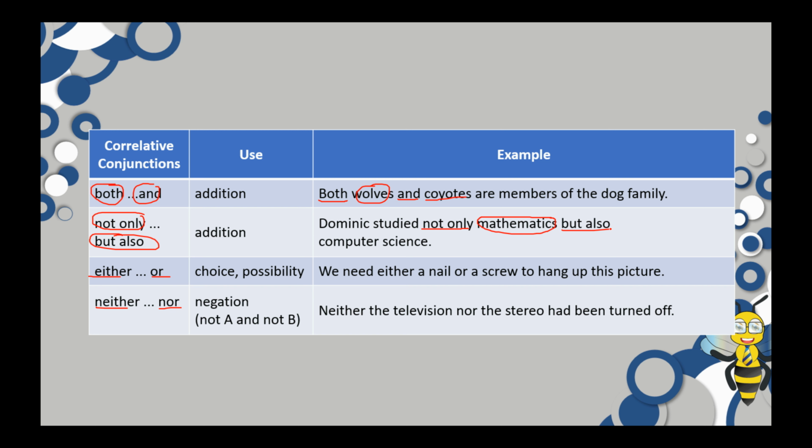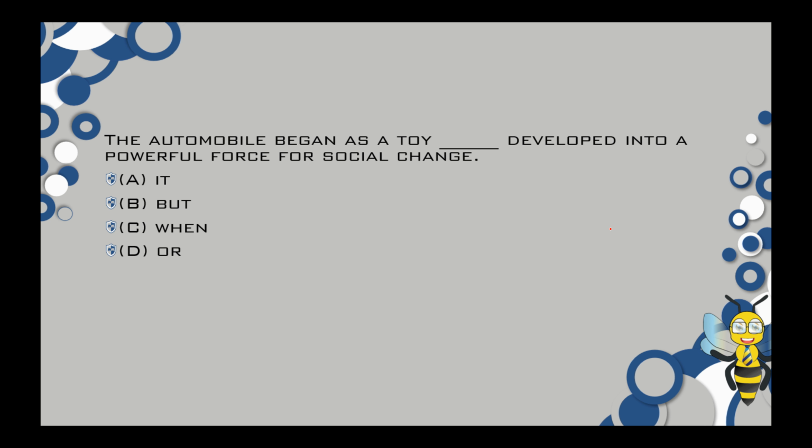For example, here we have: the automobile began as a toy, developed into a powerful force for social change. Which conjunction should we use here? Very good, but. It expresses contrast. At the beginning it was just a toy, but at the end it became a force for social change. From something really small, it changed to something drastic.